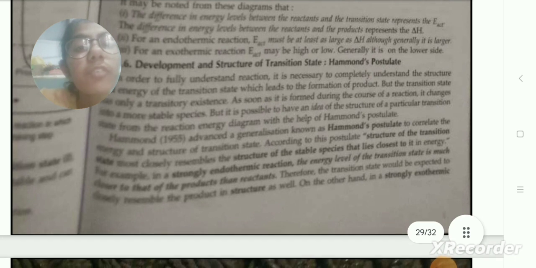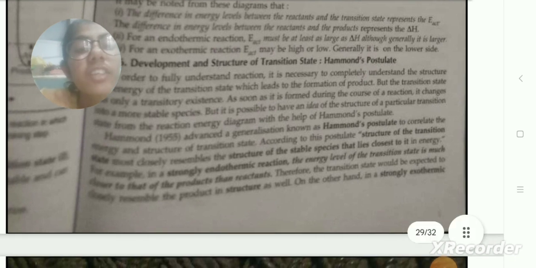Hammond in 1955 advanced a generalization known as the Hammond postulate to convey the constitution of the transition state. According to the postulate, the structure of a transition state most closely resembles the structure of the stable species that lies closest to it in energy. For example, in a strongly exothermic reaction, the energy level of the transition state is close to that of the product of the reaction. Therefore, the transition state should be expected to closely resemble the product structurally as well.